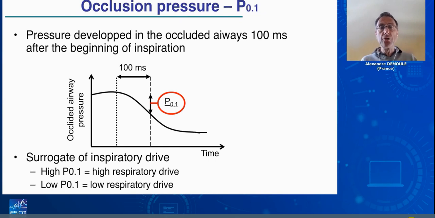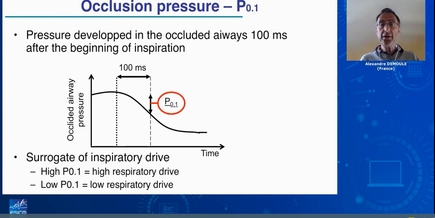So what is occlusion pressure? It's the pressure developed in the occluded airway 100 milliseconds after the beginning of inspiration. So the patient starts inspiring, airway are occluded, and after 100 milliseconds, we measure the pressure within the airways. Why 100 milliseconds? Because it takes 150 milliseconds to the brain to realize that airway are occluded. So after 150 milliseconds, the patient starts fighting against those occluded airway.